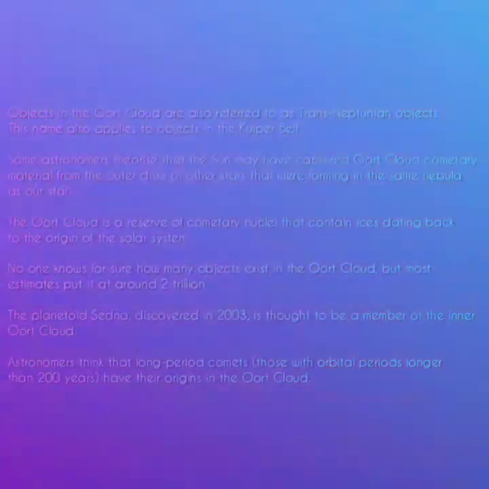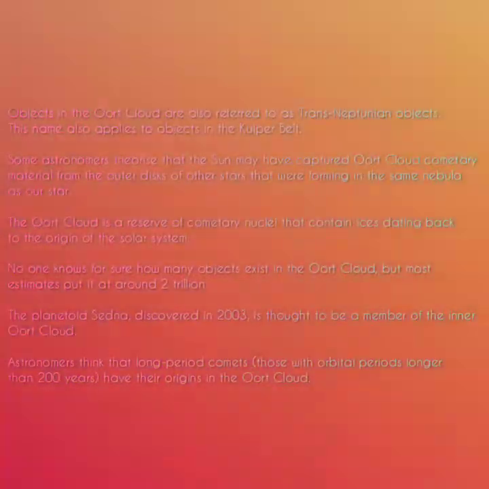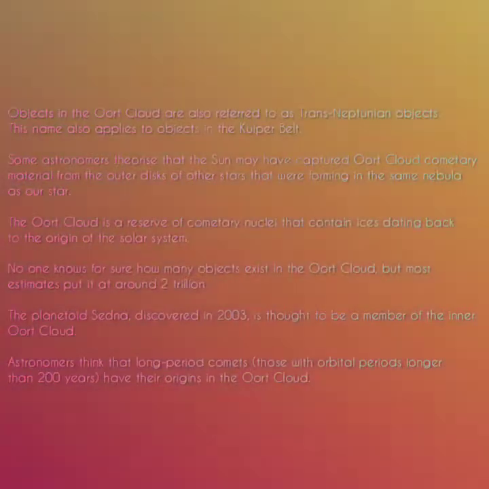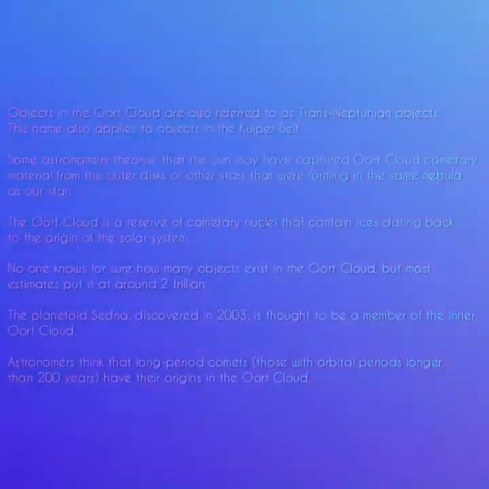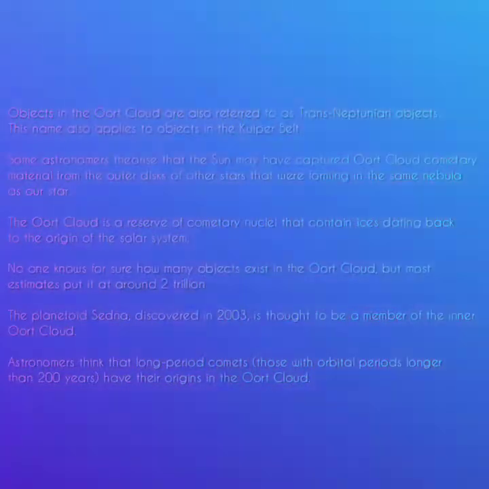Some astronomers theorize that the sun may have captured Oort cloud cometary material from the outer disks of other stars that were forming in the same nebula as our star. The Oort cloud is a reserve of cometary nuclei that contains ices dating back to the origin of the solar system. No one knows for sure how many objects exist in the Oort cloud, but most estimates put it around 2 trillion. The planetoid Sedna, discovered in 2003, is thought to be a member of the inner Oort cloud. Astronomers think that long-period comets, those with orbital periods longer than 200 years, have their origins in the Oort cloud.